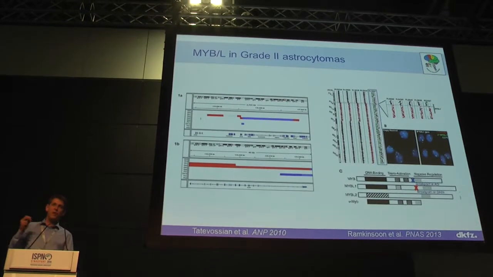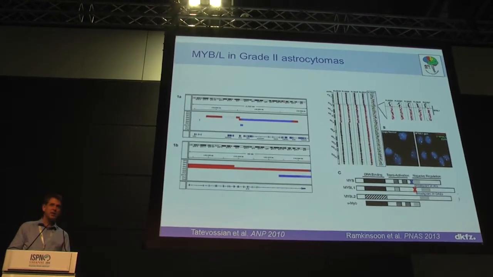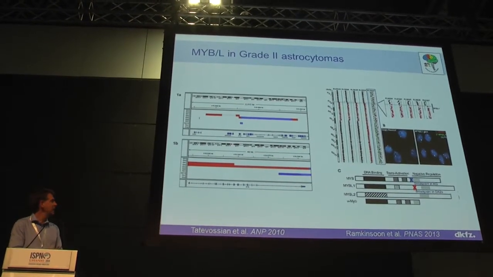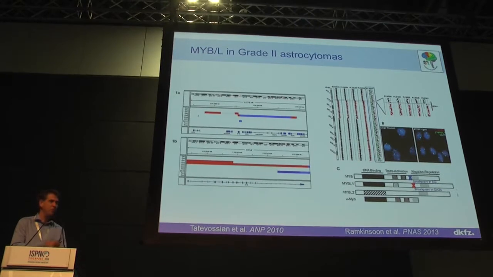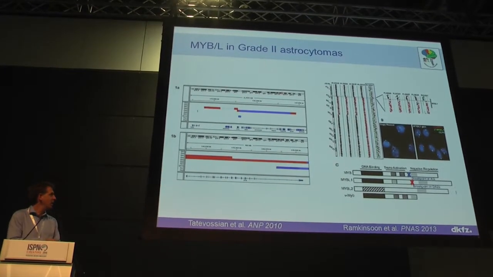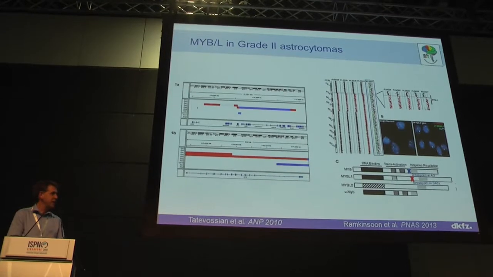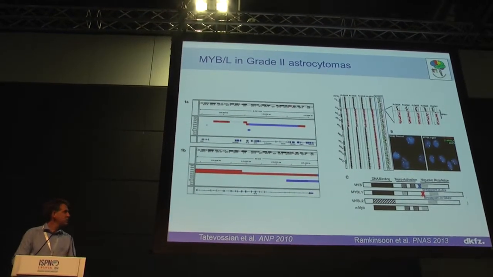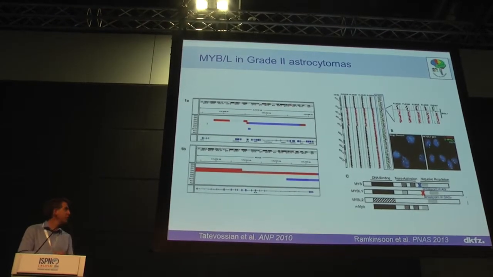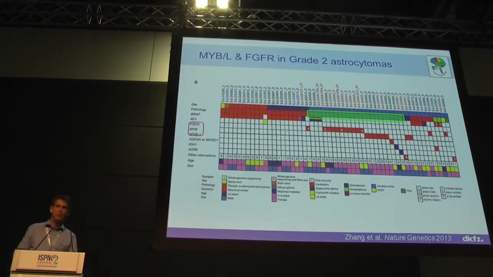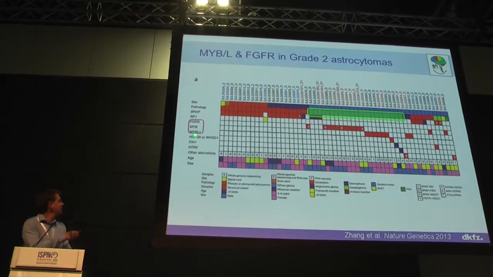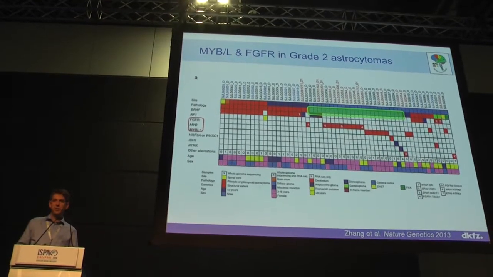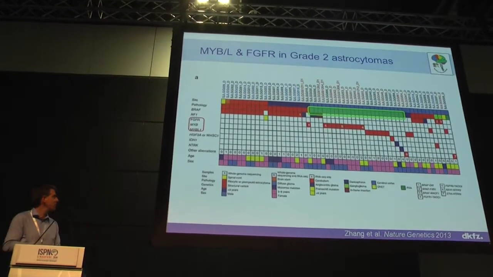One of the nice and elegant additions to the pilocytic sequencing studies was several papers that indicated both MYB and MYB-L rearrangements in lower grade astrocytomas. That was shown already about 4 years ago, and then again in 2013, and also turned up again in the sequencing paper from Senchu that I just presented. Really, these MYB and MYB-L rearrangements seem to be quite specific for grade 2 astrocytomas rather than pilocytic astrocytomas.